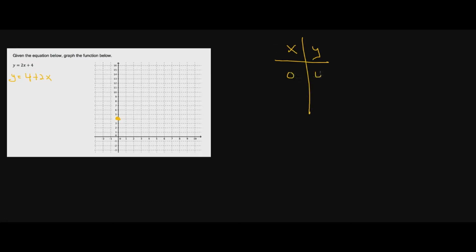When it's 0, we start with 4. Well, notice, is there any number over here underneath the 2? No. So we just assume it's like a 1. So if I want to make a table, I can go 1, 2, 3. Okay. And how much are we adding by every time?